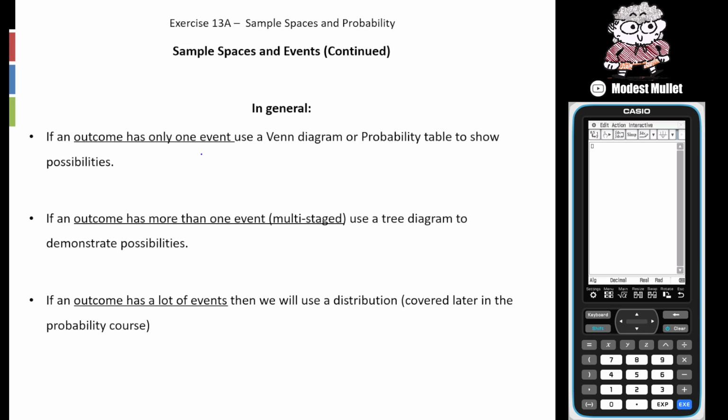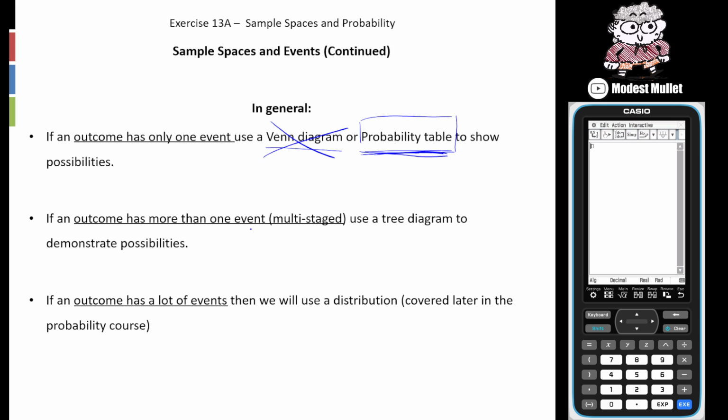If an outcome only has one event, it's suggested to use a Venn diagram or probability table. I would also say that you should, where possible, use a probability table because that's going to give you greater information than a Venn diagram and allow you to interpret the data a little bit easier. So I would always suggest if you only have one event, then use a probability table.